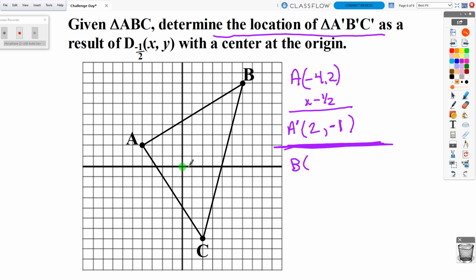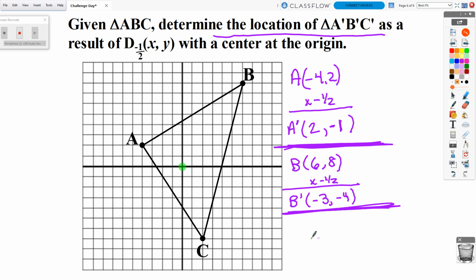B is at 1, 2, 3, 4, 5, 6, 1, 2, 3, 4, 5, 6, 7, 8. So 6 comma 8. Multiply it by a negative 1/2 scale factor, and B prime is going to end up at negative 3 comma negative 4.